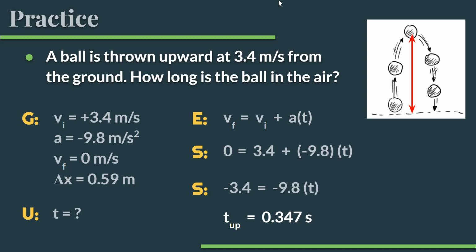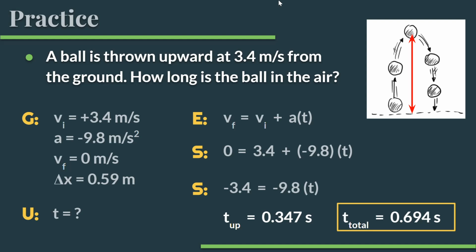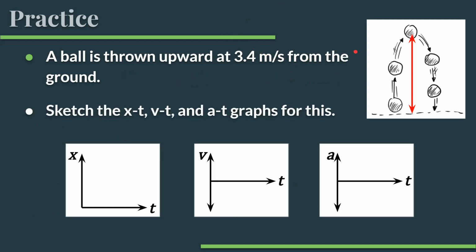But again, that is not the total air time. That is just the time it takes to get to the top. So once you get this number, you're going to have to double it. So 0.347 times 2, 0.694 seconds. That would be the total time that the ball is in the air. Any questions about this one? No? Okay. So again, you should be able to do calculations for objects thrown upward as well as things dropped from rest or thrown downward.